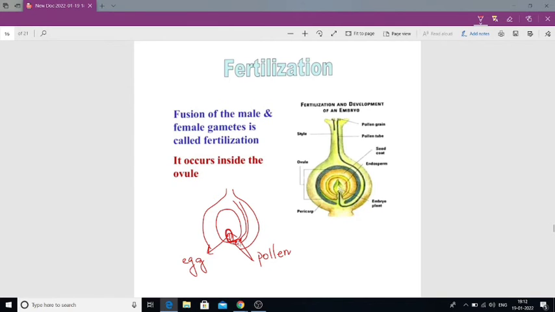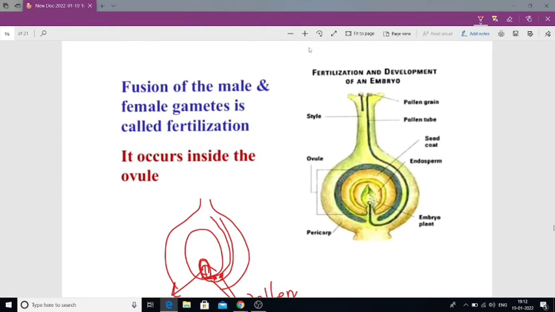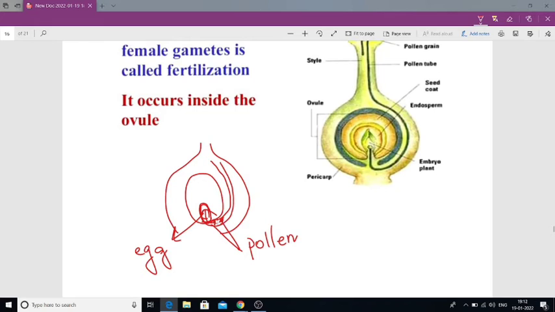So this second pollen grain, I am zooming in so it will be clear to you. Whenever the second pollen grain enters, only one naked nucleus will be there inside the ovule. After reaching there, it will join together with the other two nuclei and form a three nucleus structure. So it will be the second fertilization.